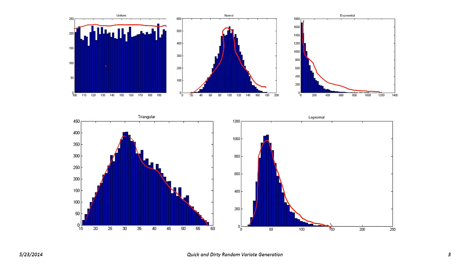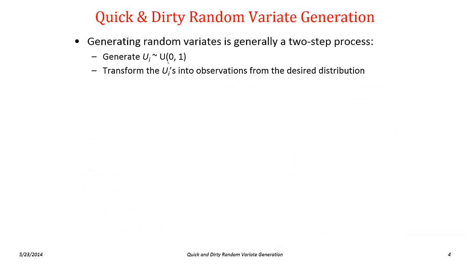Our quick and dirty method generally involves a two-step process: generating what we're going to call U01s, or uniformly distributed random variates on the interval 0 to 1, and then transforming these U01s into observations from the desired distribution. So let's look at this U01 in a little bit more detail.